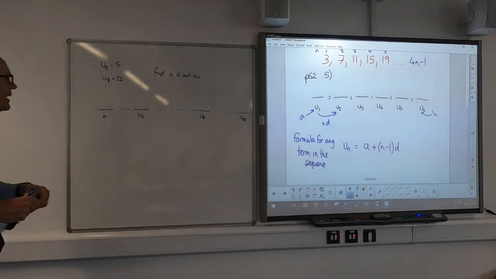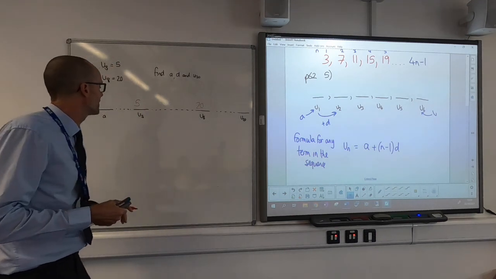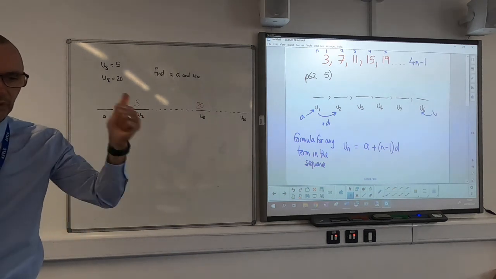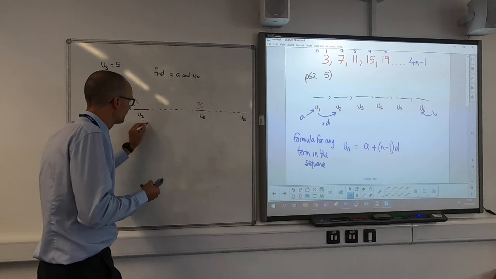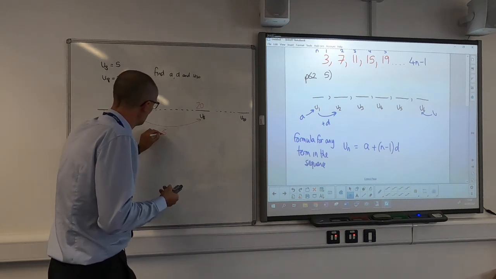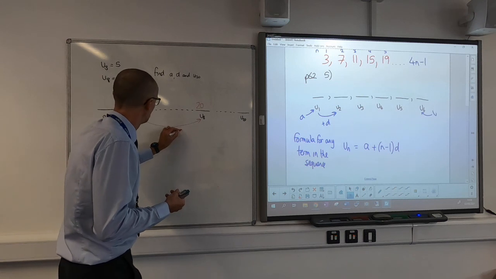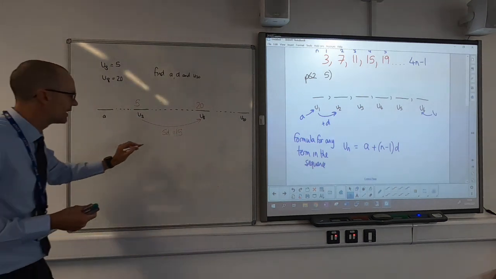The third term is 5 and the 8th term is 20. So I know that from the third term to the 8th term, 4, 5, 6, 7, 8, there are 5 jumps. So that's 5D, and that gives me 15. So I know now that D is 3.